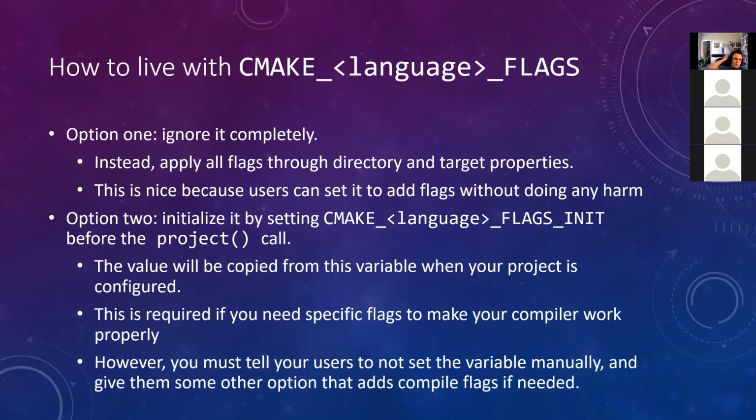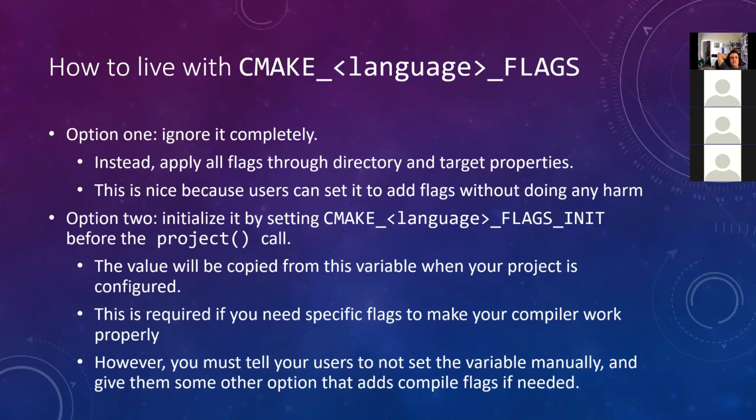So you basically have two options for dealing with CMAKE_<LANG>_FLAGS. Option one is to ignore it completely. Instead, you apply all flags to the directory and target properties, so that would be add_compile_options, which sets a directory property, target_compile_options, or setting the properties directly. This is nice because then users can use these variables to add flags, sort of like they could with Makefiles or automake by setting CFLAGS equals. That way it won't cause any problems.